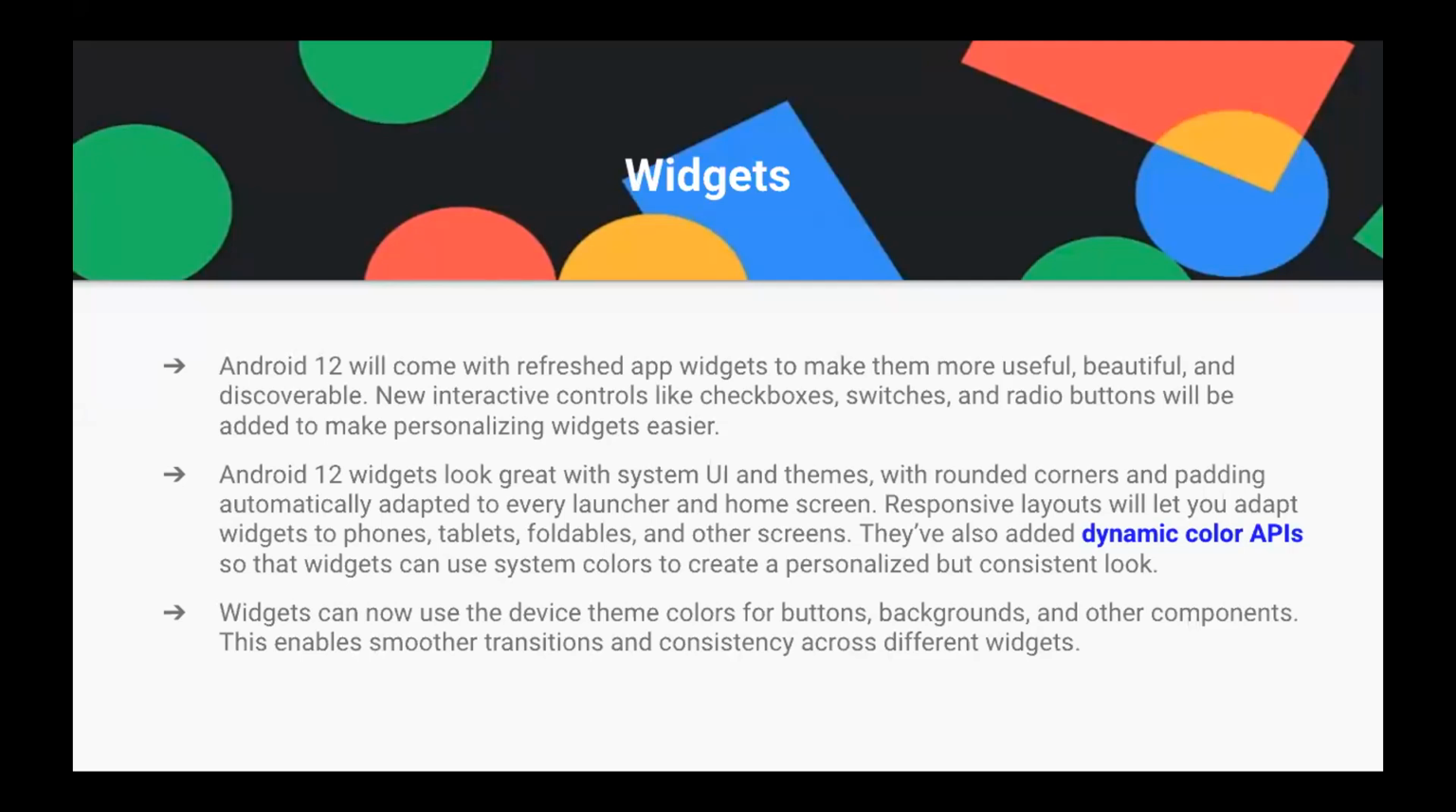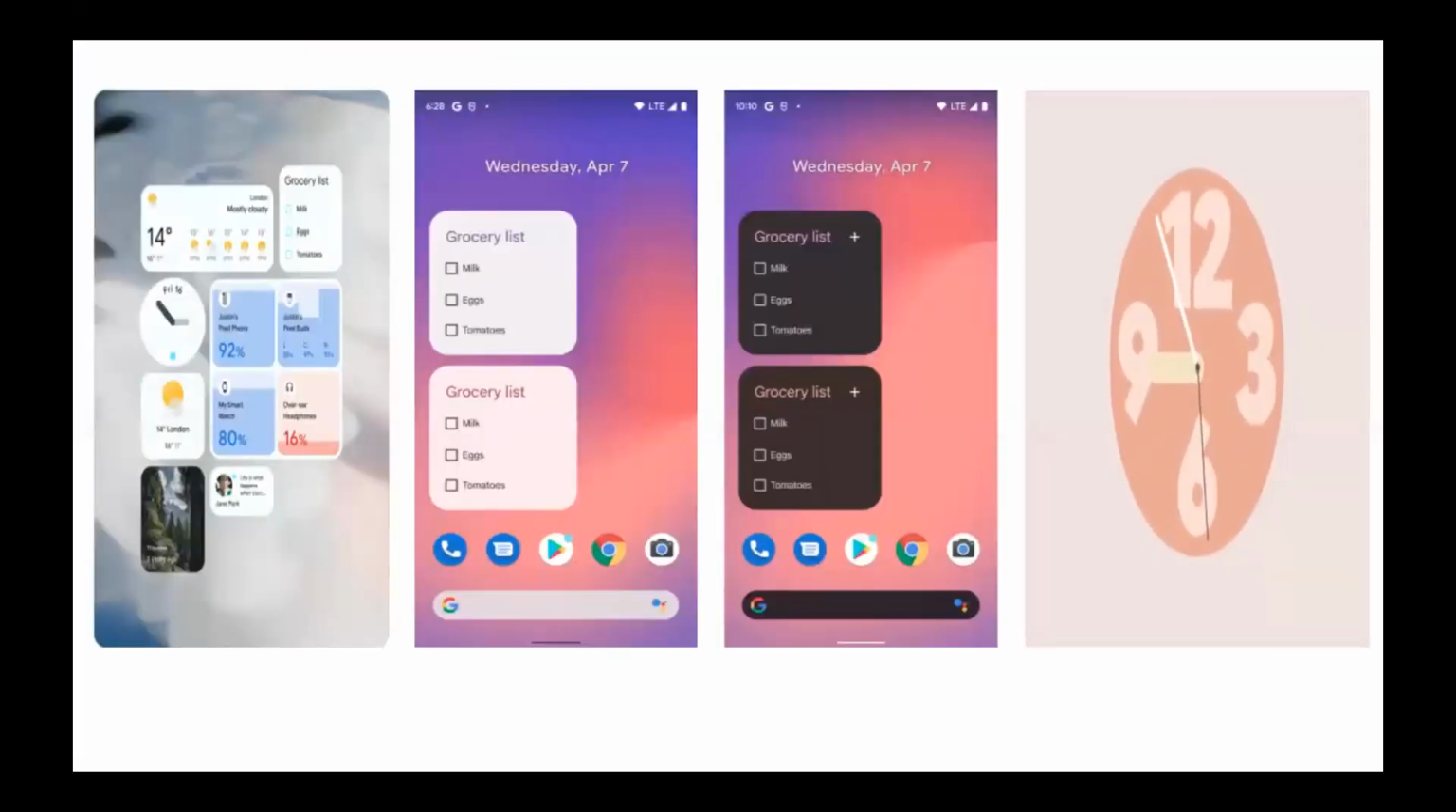Responsive layouts will let you adapt to whatever device and screens you're using. The dynamic color APIs for widgets can now use system colors to create a personalized and consistent look on whatever device you're using. Yeah, that's the main highlight of the widgets, as you can see in the next slide.